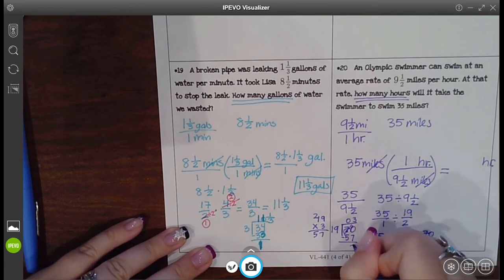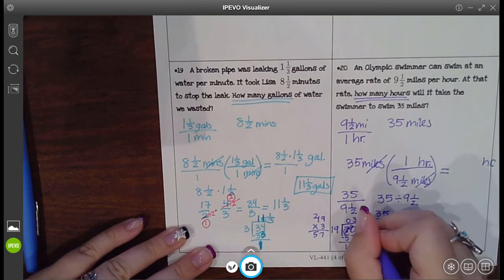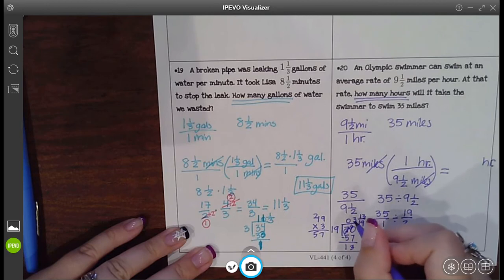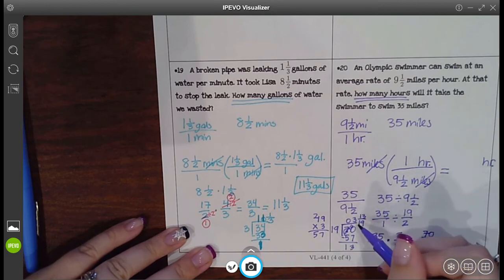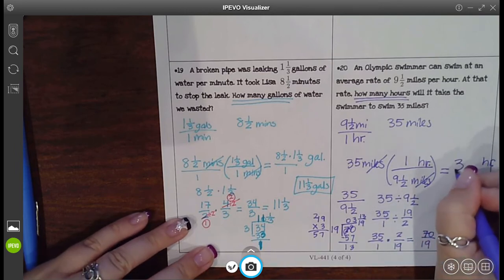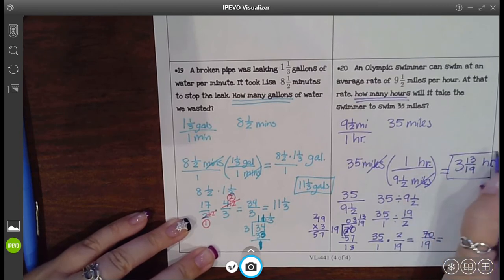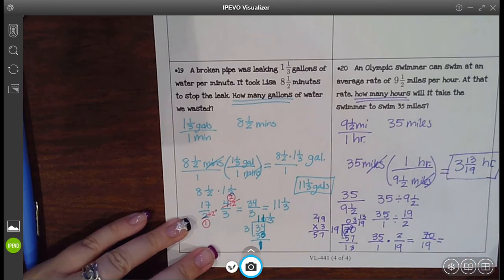If we multiplied by 3, let's take a look. 10 minus 7 is 3. 6 minus 5 is 1. Is this remainder less than what we divided by? It sure is. So 13 is a great starting place. If this was too big, if this was bigger than 19, then I need to erase the 3 and maybe try the 4. Okay, so 19 goes into 70 three times and 13 nineteenths. So that's my answer. 3 and 13 nineteenths hours is how long it'll take the swimmer to swim 35 miles.